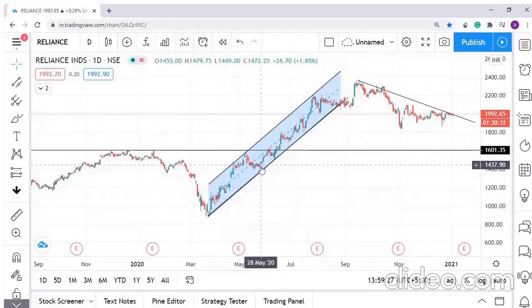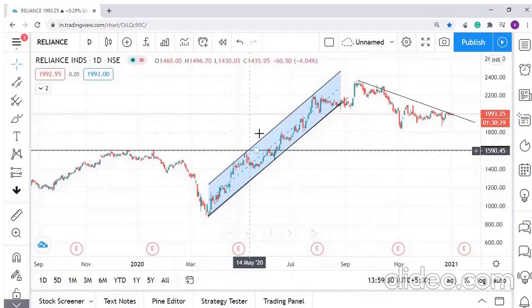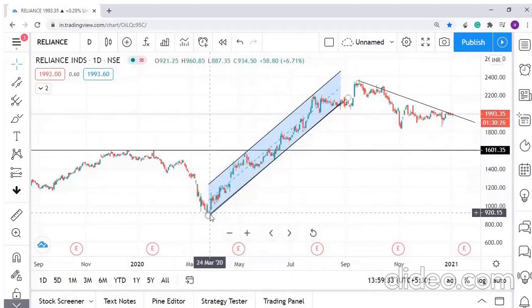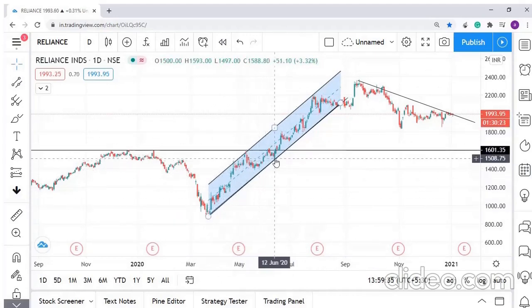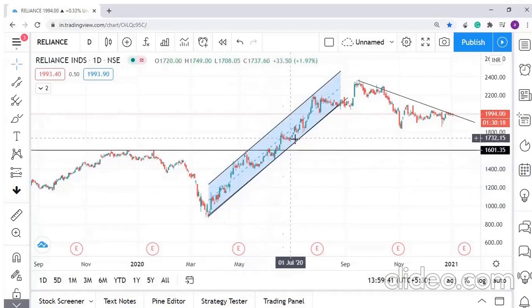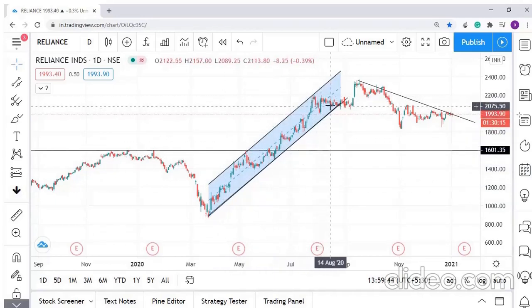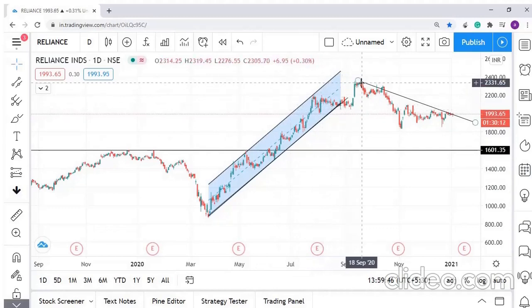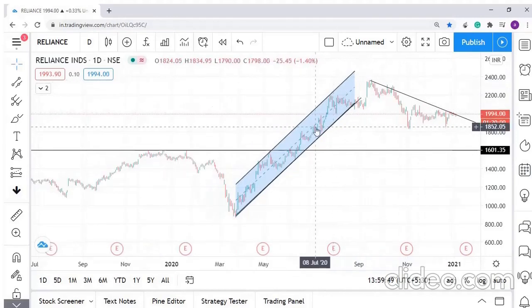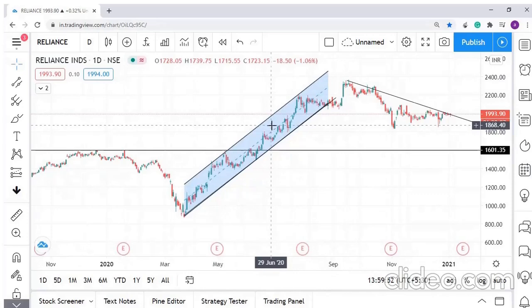It's rising. The basic theory is that the price is trending within this channel. When it touches its extreme, it goes to the other end. It touched here, it went to the other side. It touched here, it went to the upper range. Once again it touched here, it tried to come here. It even tried to break out, but it came back and then it started its downtrend. So this was just about how to draw a channel.